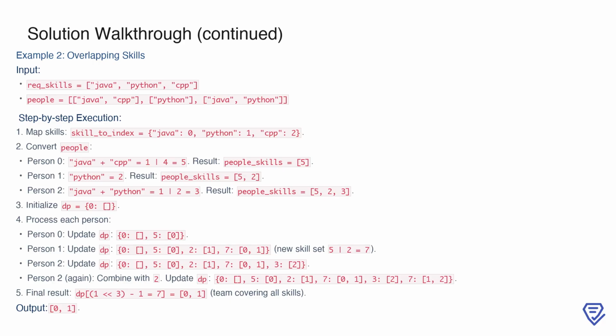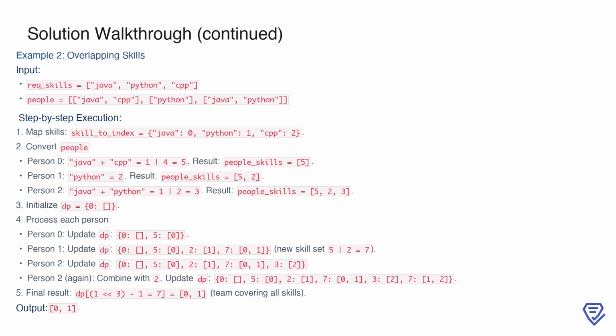Now, let's look at a slightly more complex example where some people have overlapping skills. Here, the required skills are Java, Python, and CPP, and the available people have varying combinations of these skills. First, we map the skills to indices. Java is 0, Python is 1, and CPP is 2. Then, we convert each person's skills into bitmasks. Person 0 knows Java and CPP, so their bitmask becomes 5, which is 1 or 4. Person 1 knows Python, so their bitmask is 2, and person 2 knows both Java and Python, resulting in a bitmask of 3. This gives us people_skills equals [5, 2, 3].